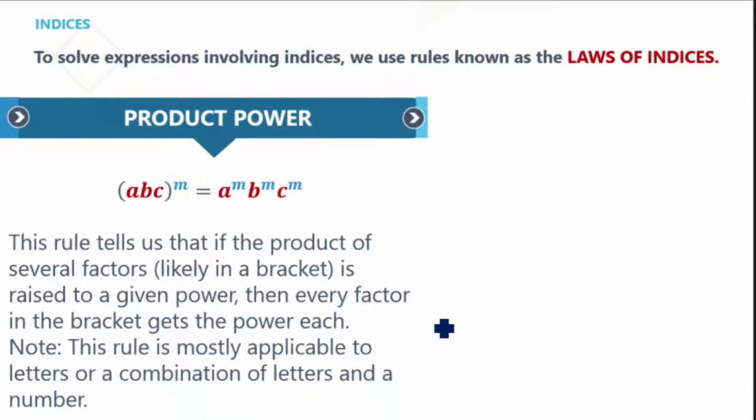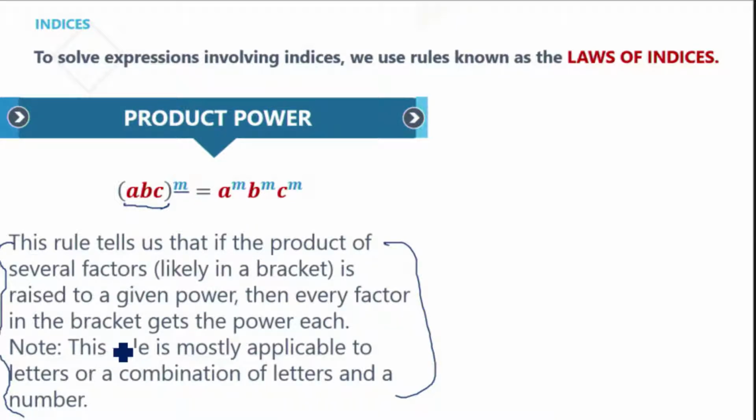So this is the product power rule. We're going to look at the definition as always, to see what it has to tell us. This rule tells us, read along with me, that if the product of several factors, likely in a bracket, now looking at this product, this is a product of several factors. We have a times b times c. These can be multiplied together. It's raised to a given power, and the given power here is m.